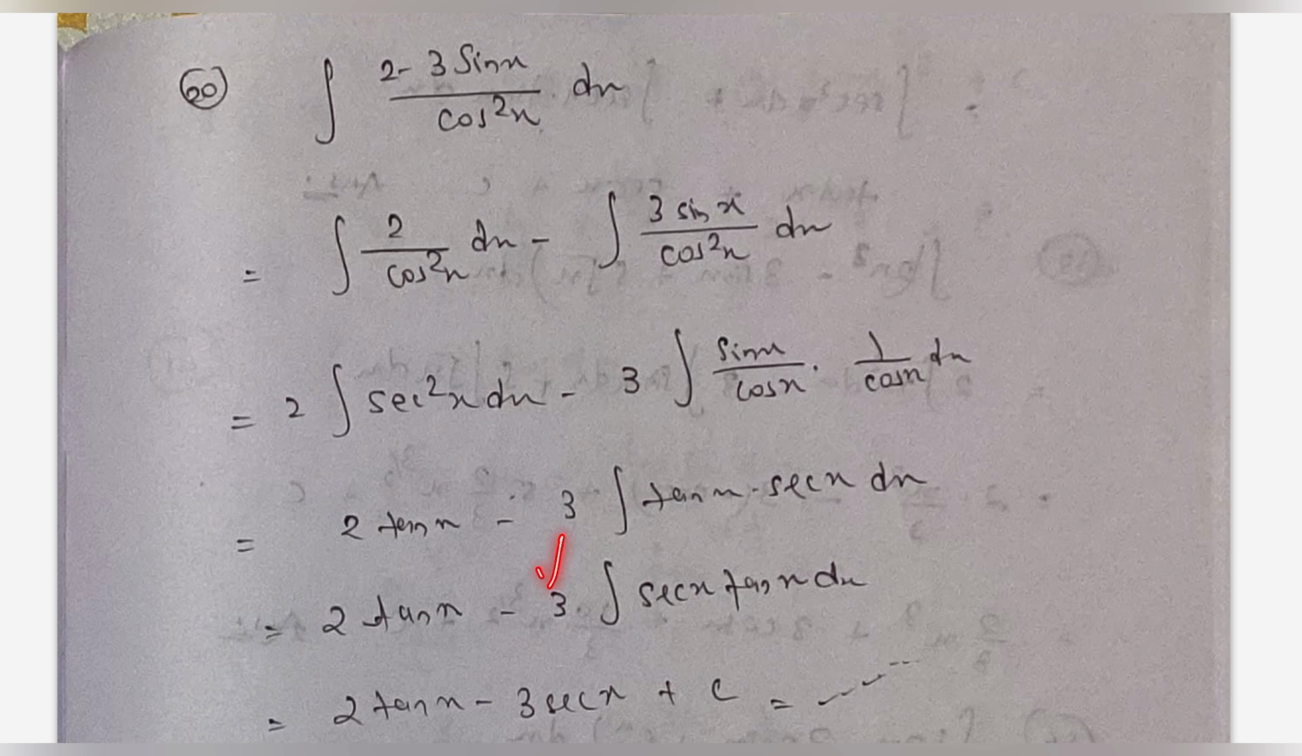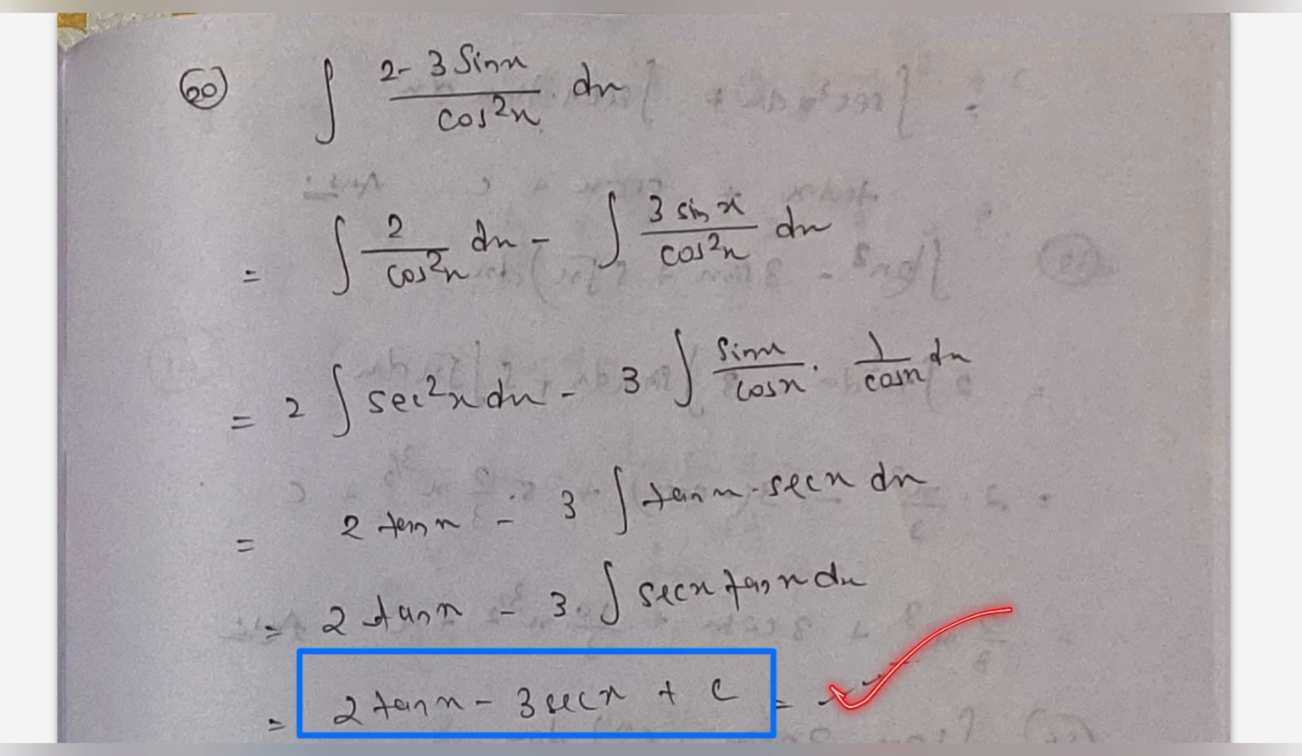So this is 3 again, and after that the integration of sec into tan is sec. So basically we have 2 tan x minus 3 sec x plus c. That's our answer. I hope you don't have any problem here also. This is a very simple question. Okay, I hope you have understood it.